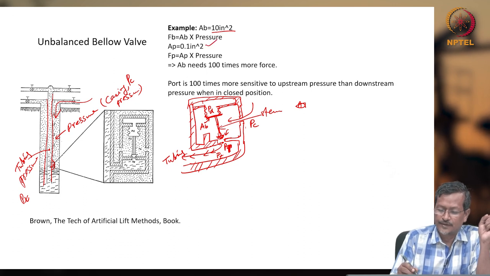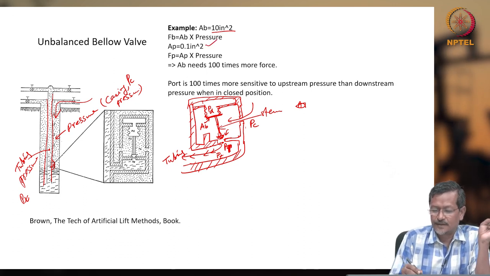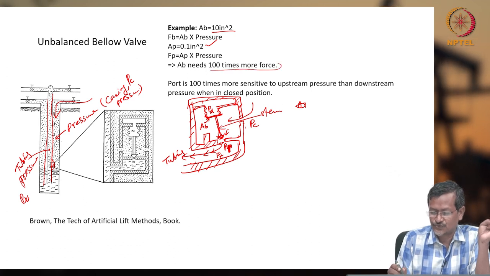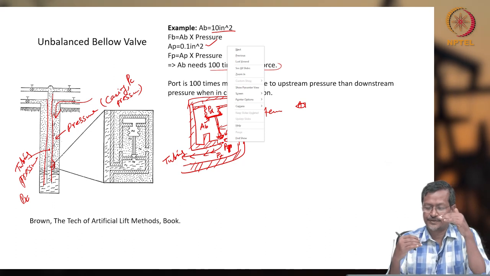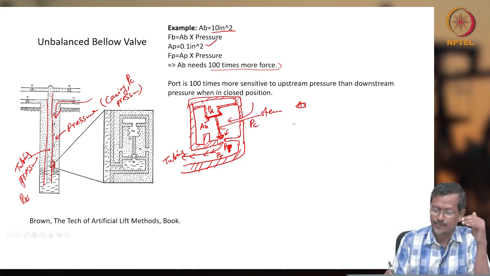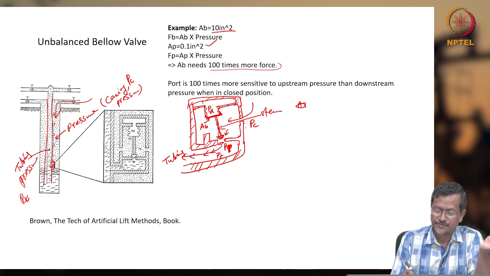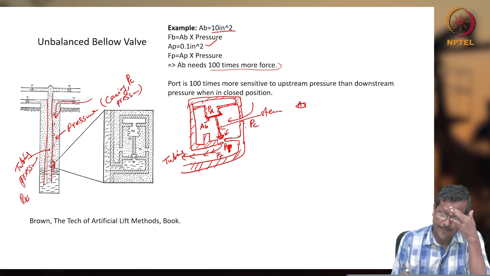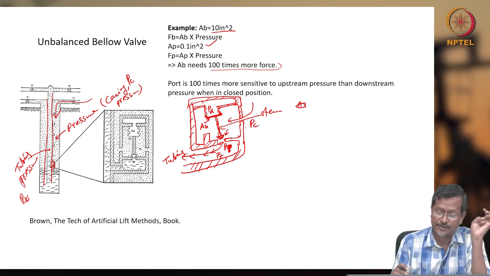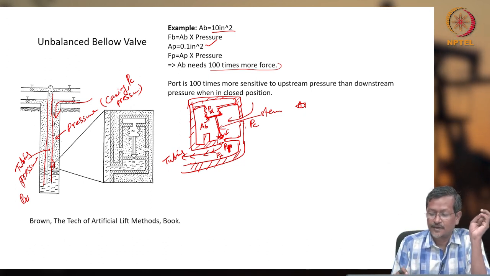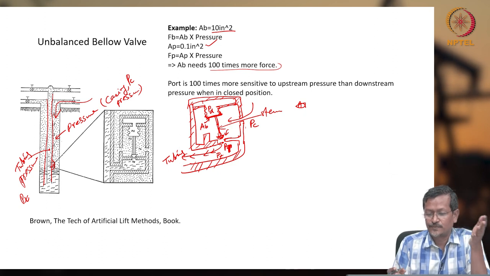So there is 0.1, the same pressure you are applying. So AB needs 100 times more force to open, because its area AB is higher and AP is lower, so a pressure difference will be there. For the same stem movement, AB needs 100 times more pressure than whatever AP needs. If you want to open using AP or tubing pressure, you have to give 100 times more pressure, but if you are using PC, casing pressure, the pressure will be very low.